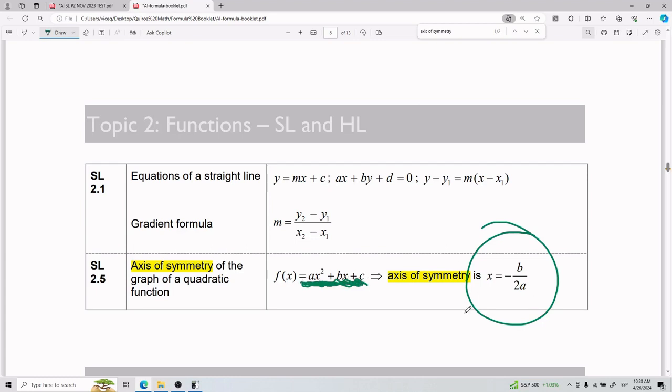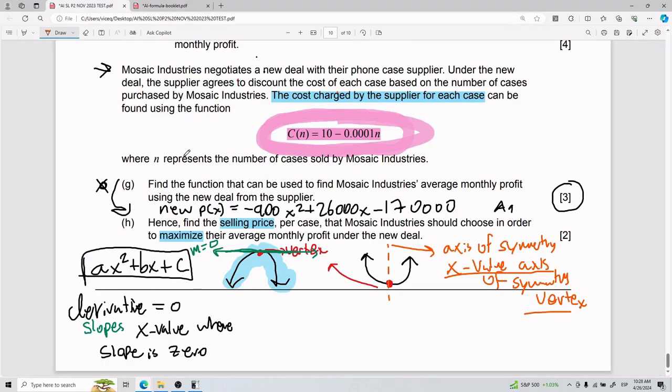So b is the one that has just an x next to it, and a is the one that has the x squared next to it. If I go back here and use the axis of symmetry method, negative b over 2a gives you the axis of symmetry. In this context, a is negative 900 because of this here, and b is 26,000. All right? And just to finish the idea, c would be negative 170,000.